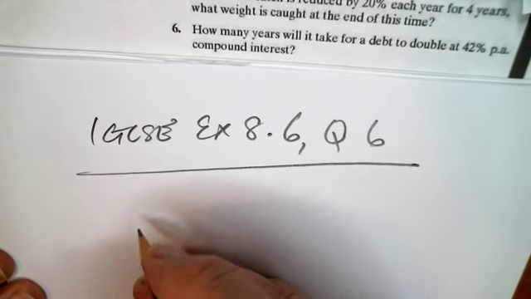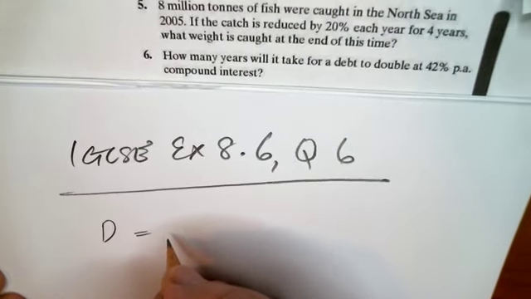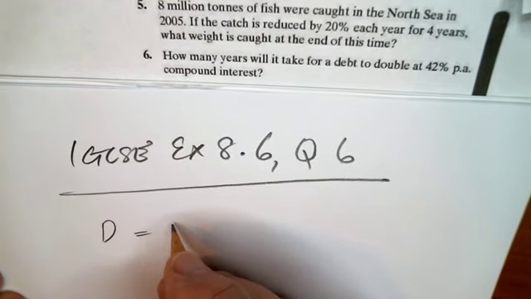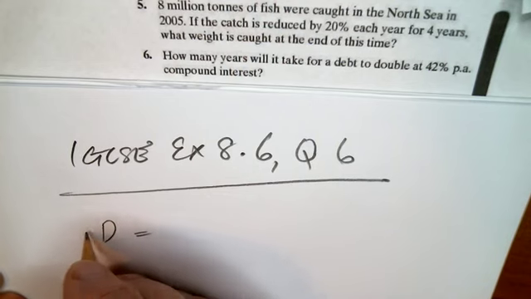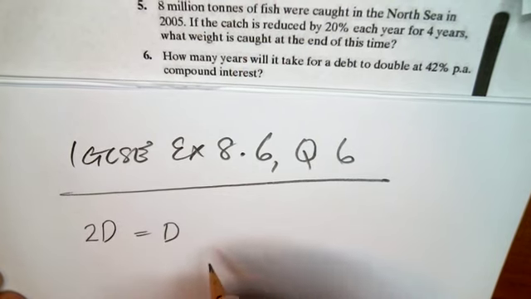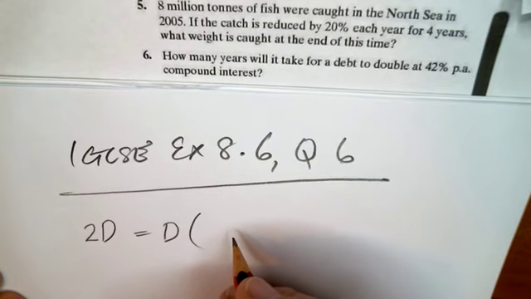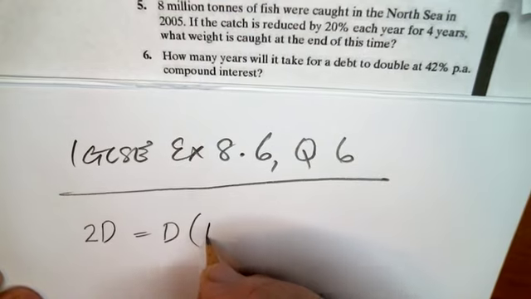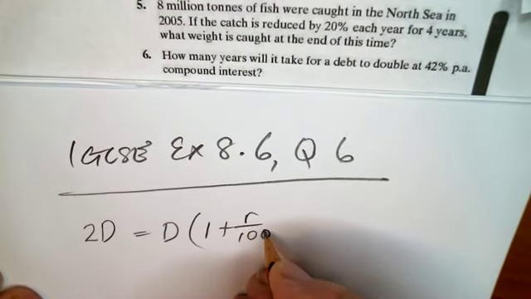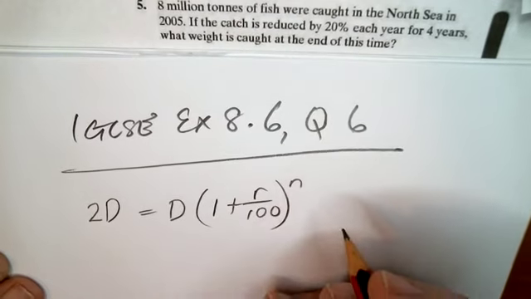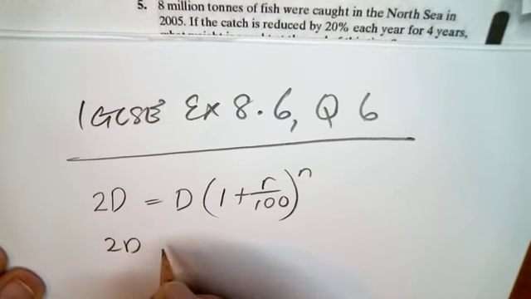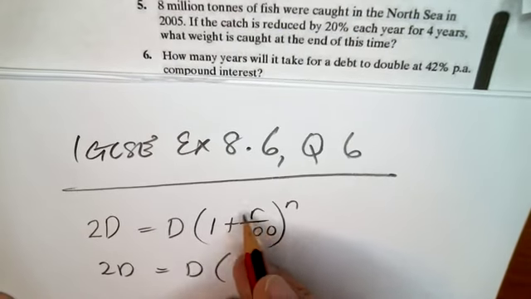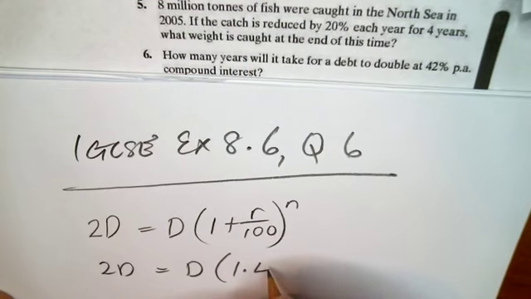So what we're looking for is the debt, this is the new debt, is equal to the old debt. In this case, we're told we want the debt to double, so it's going to be twice the debt is equal to whatever the debt was to start with, times, and we've got an interest rate of 42%. So it's going to be 1 plus the interest rate divided by 100, to the power of n, the number of years. I'm going to just rewrite that: 2d is equal to d, and this is going to be 42%, so it's going to be 1 plus 42 over 100, which is 1.42.